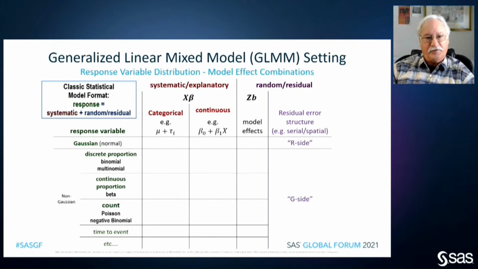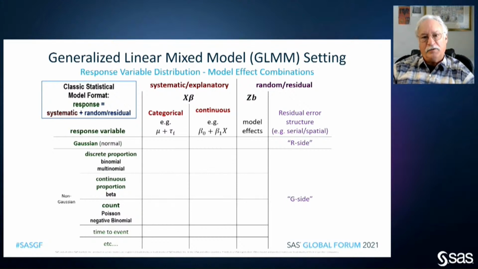Here's a setting for generalized linear mixed models. We need to pay attention to the distribution of response variables and the kind of model effects that we want to include. The classical statistical model format is to equate the response to a systematic component and a random or residual component of the model. Classically, we would use either categorical or continuous explanatory components of the model. Categorical would be simply an intercept plus treatment effects.